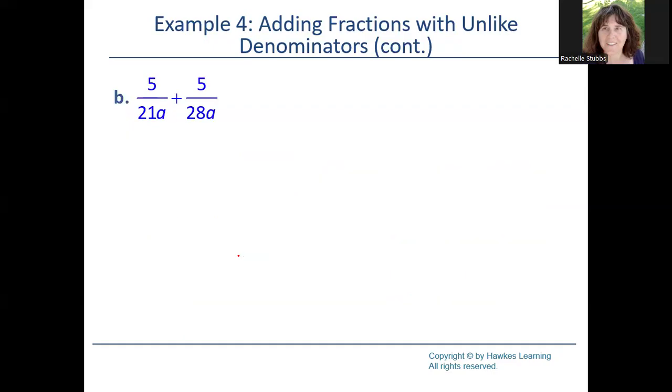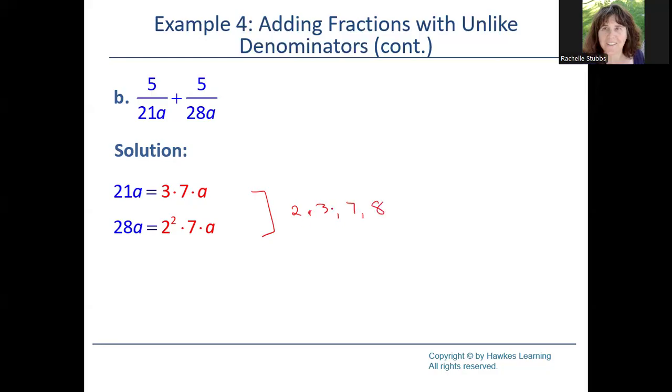So first of all, prime factor 21. That is 3 times 7 times a. And prime factor 28, that's 2 times 7 times a, or 2 squared. So who are the players? Well, the players are 2s, 3s, 7s, and a's. They're all going to times each other, but I've got to have the right power.